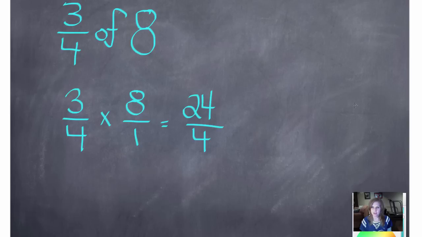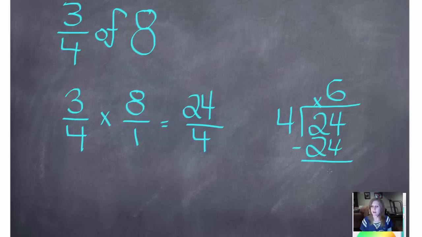Again, improper fractions, so it's not okay for 24 to be on top of a smaller number, so we're going to send 24 to the house, and 4 will go knock on the door. 4 won't go into 2, but it goes into 24 6 whole times. 4 times 6 is 24, and 24 minus 24 is 0.